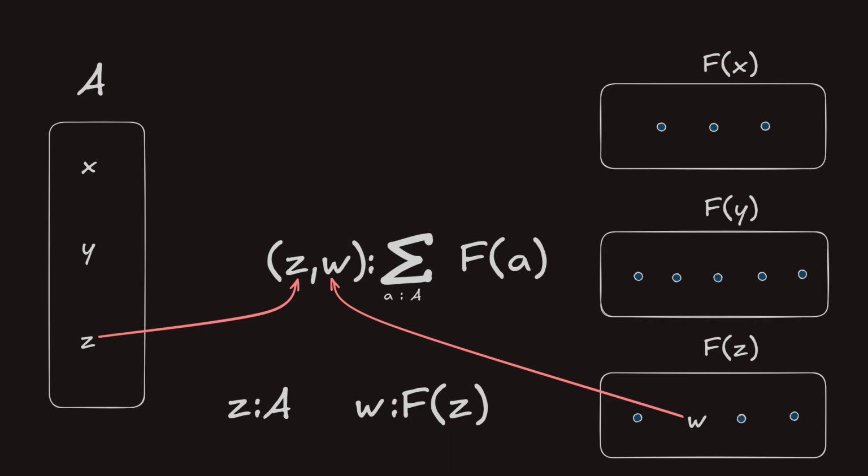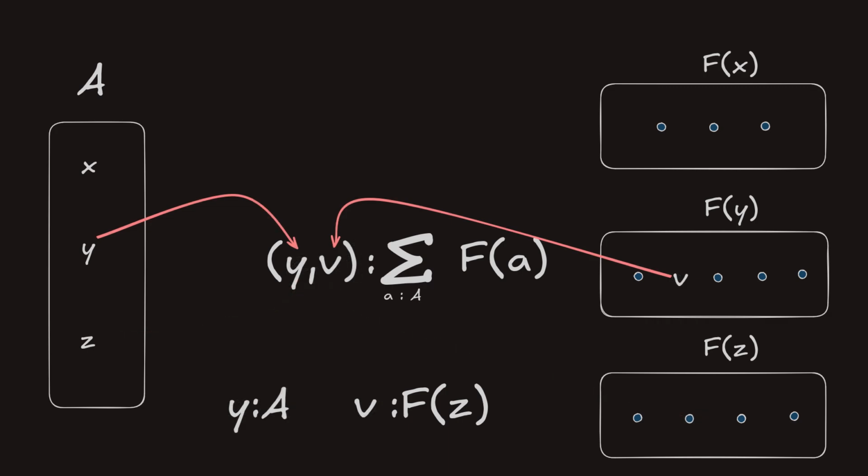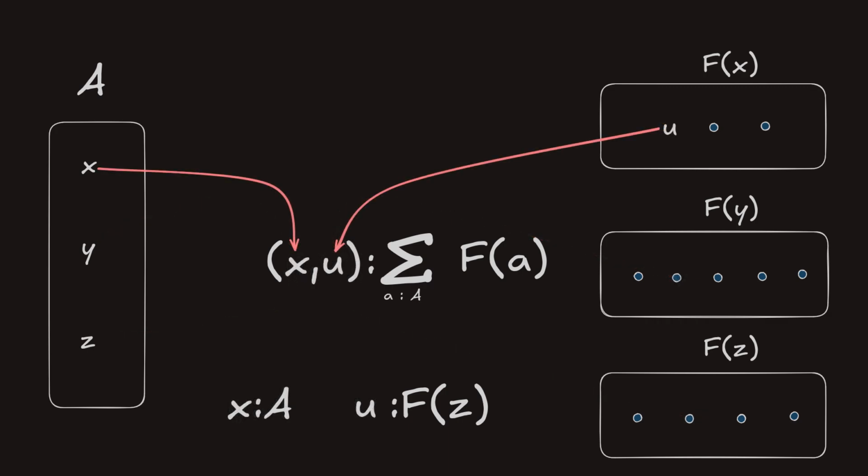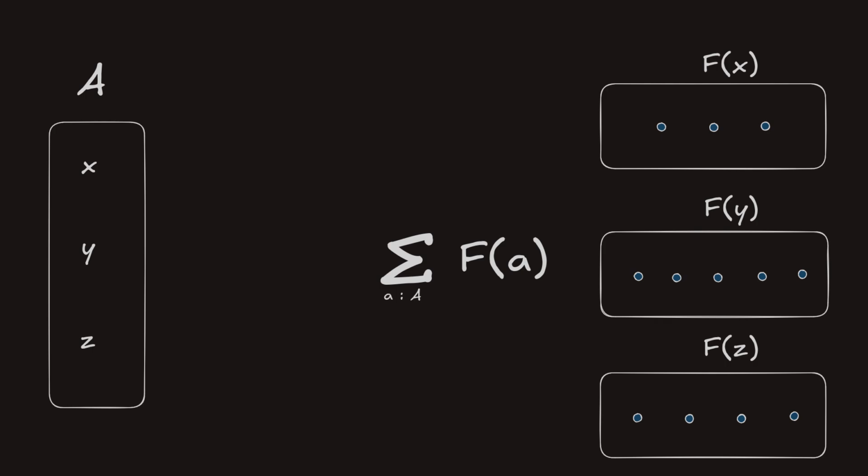In other words, to construct a term in this sigma type, we simply need a term in A and we need a term in F of that term. We call these pairs dependent pairs. But why do we say that the sigma type generalizes the notion of pairs?